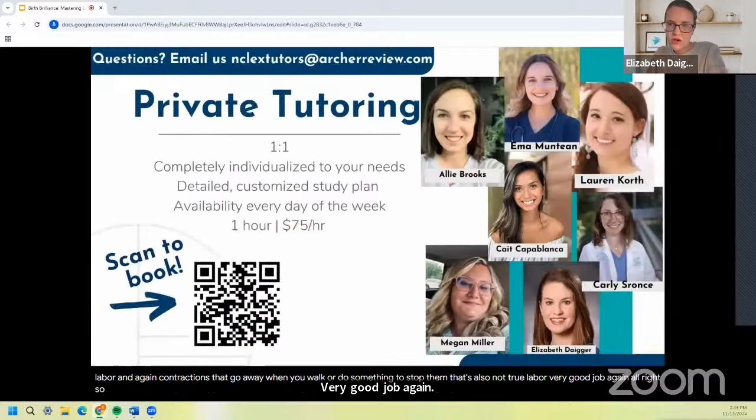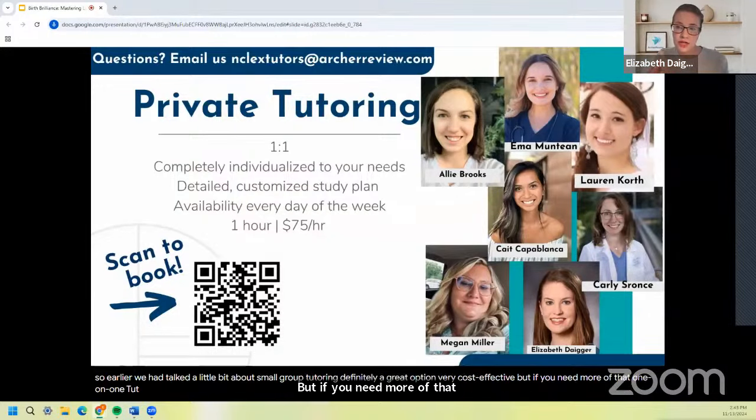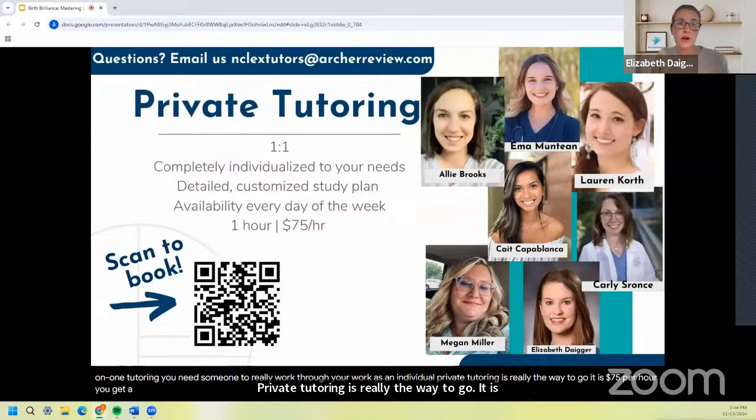So earlier we had talked a little bit about small group tutoring. Definitely a great option, very cost effective. But if you need more of that one-on-one tutoring, you need someone to really work through your work as an individual. Private tutoring is really the way to go. It is $75 per hour. You get a full hour and you can do whatever you need with your tutor.